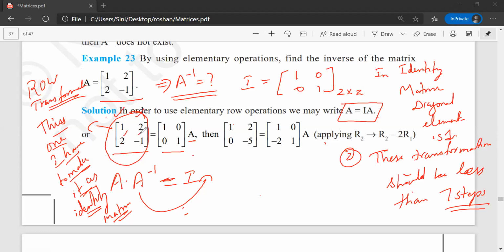The matrix is 1 2, minus 1 0, and on the right 1 0, 0 1... So this is just a question, that's it. How do I do this? I have to make this as 1 0 0 1. Okay, I'll just erase this part.